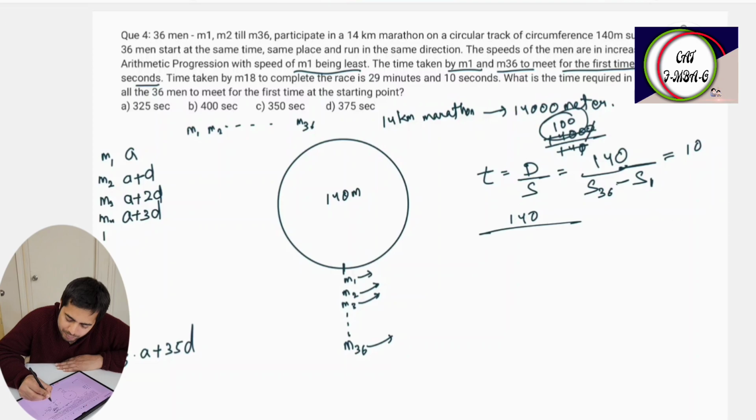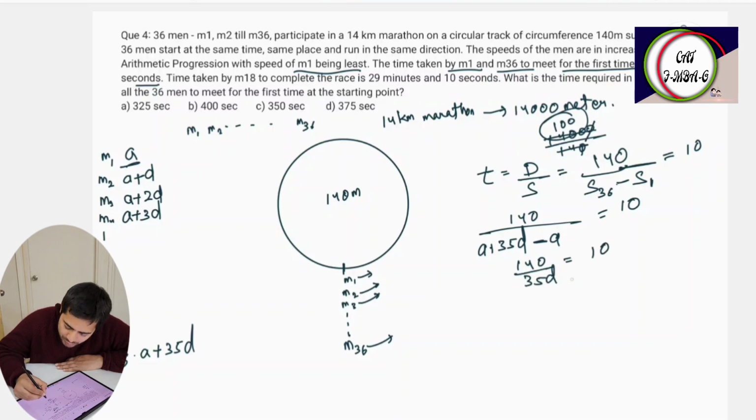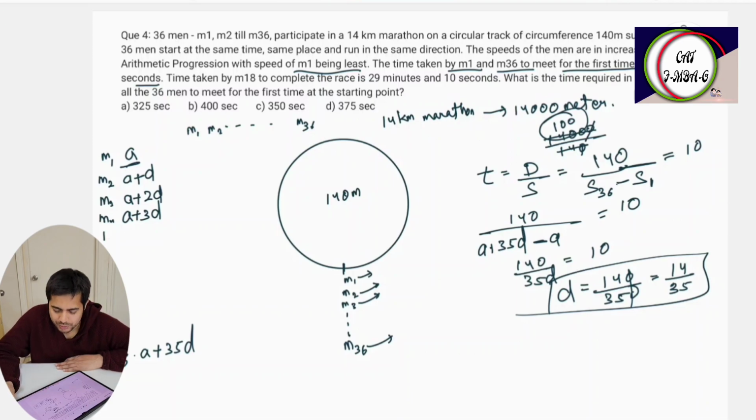So 140 divided by (speed of 36, which is a plus 35d, minus speed of 1, which is a) is equal to 10. So 140 upon 35d is equal to 10. So d is equal to 140 upon 350, which is 14 by 35. This is the first equation.